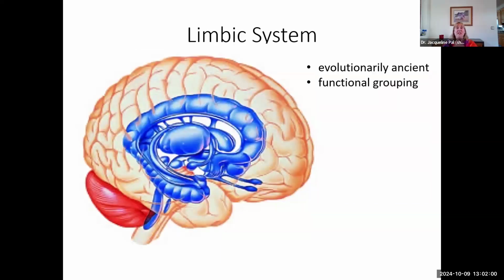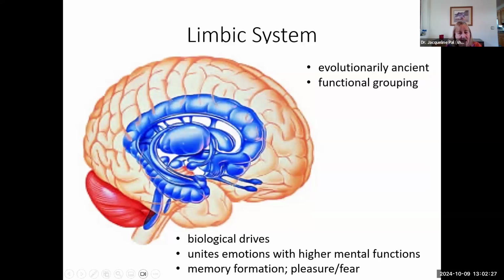Okay. Now, the limbic system, super cool. Evolutionarily, really, really old. And it's a functional grouping. It's not like here, this part of the lobe. It has parts of different things, and so a lot of different things are being brought together. Involves a lot of different named parts of the brain, none of which we're going to learn in this class.